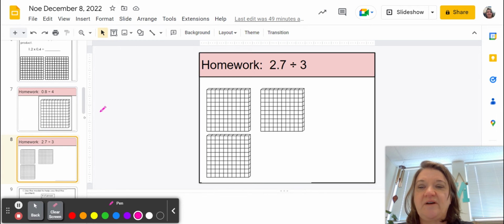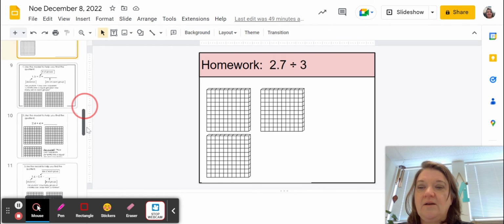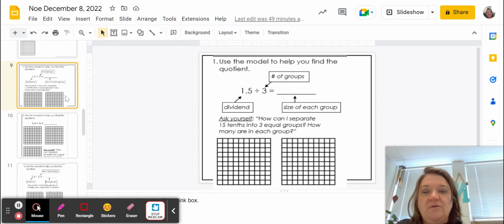So what we've been doing is dividing with models. All right. I'm going to do a few more, and then I would like for you just to practice some of these, okay?